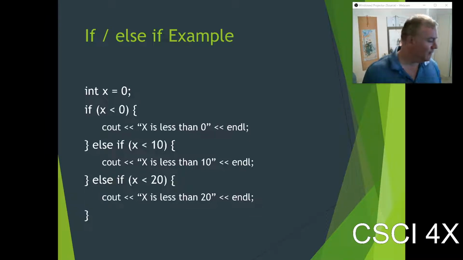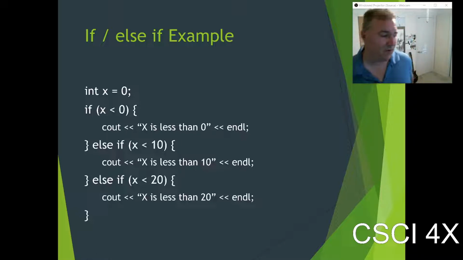All right. So, is zero less than zero for the first line here? No. So it skips the x is less than zero part. Is zero less than 10? Yes. So it prints out x is less than 10. And then it doesn't do the second part. A lot of people will think it'll print this, but it doesn't because there's that else there. The else only triggers if this thing is false. Okay, and it's not. This is true. So once you get a true thing, you skip all the other else if kinds of things.